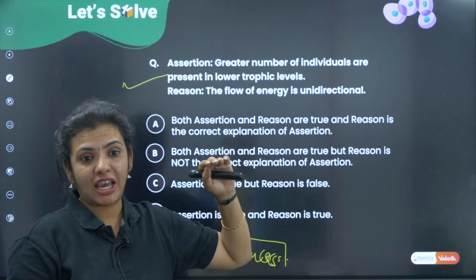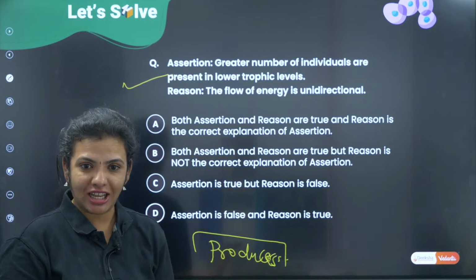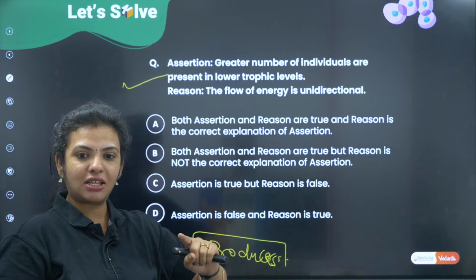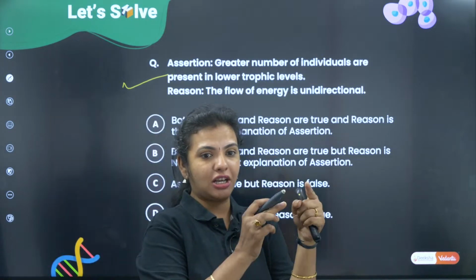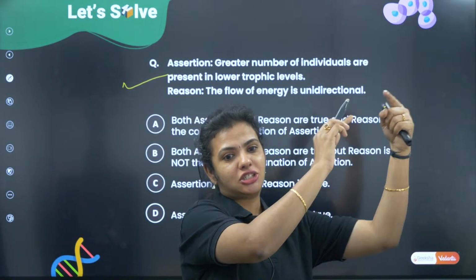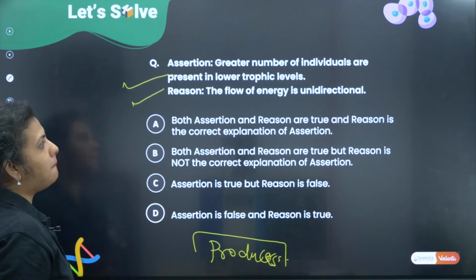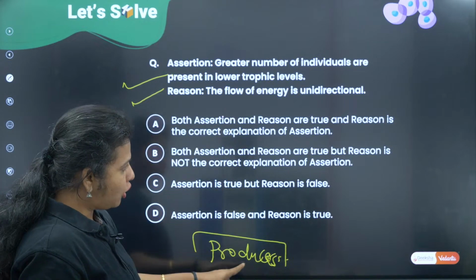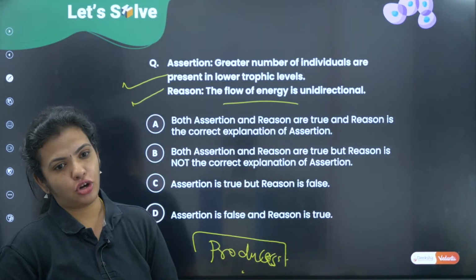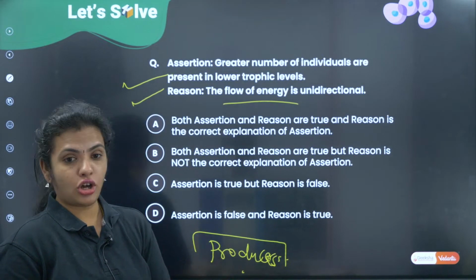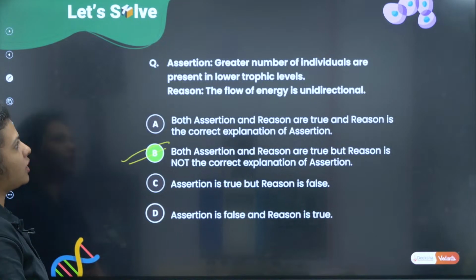The reason is saying the flow of energy is unidirectional. Definitely, yes, plants are getting it from the sun. Plants send it to the primary consumer, secondary consumer, tertiary consumer. Correct? Yes. But the first one is talking about producers. The second one is talking about the energy flow. So definitely there is no relationship. We would say it is option B.